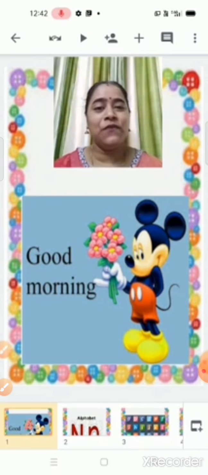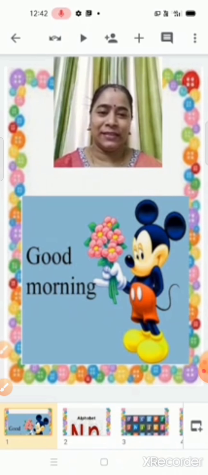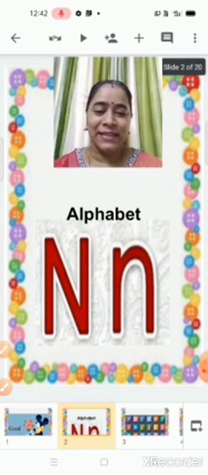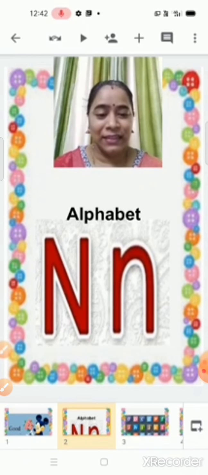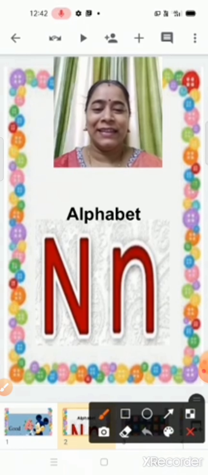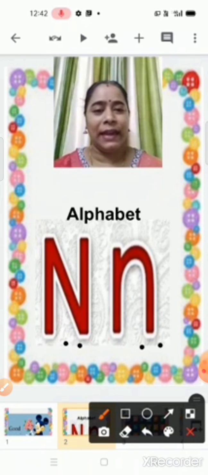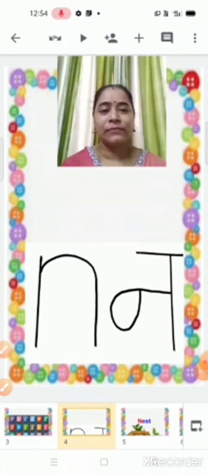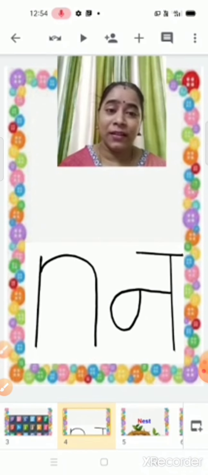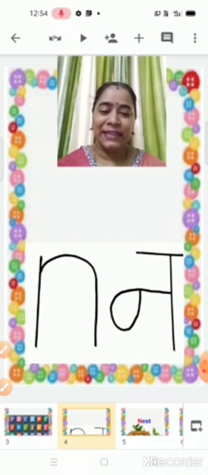Yes, today we are going to learn one new letter. And the letter is N. This is capital N. This is small n. And today we are going to learn more about small n. Yes. So n says no. N says no.